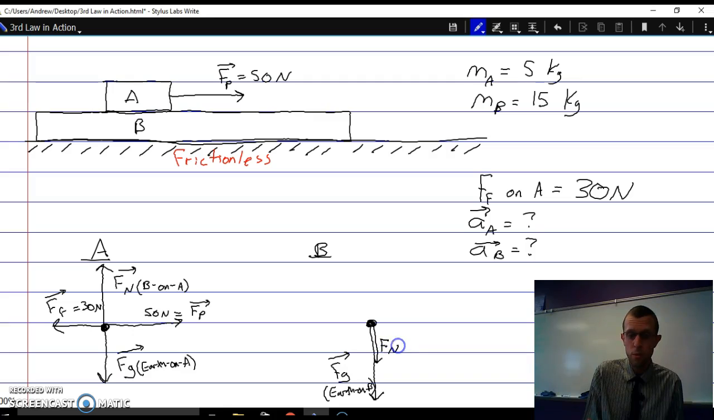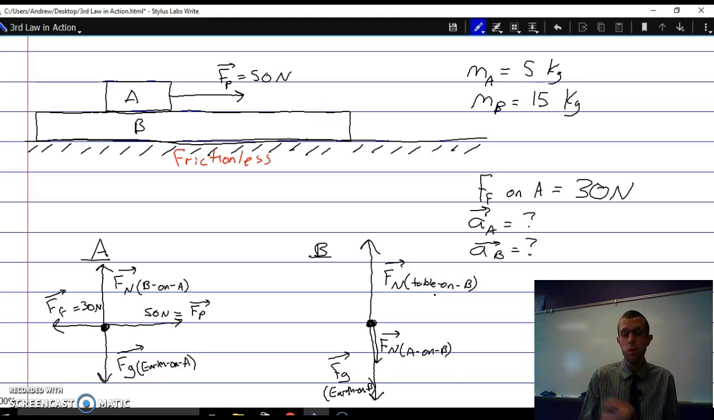So this is a normal force from block A on block B. That'd be the same size as this normal force was from block B on block A. Block B is also in contact with the table, and so that's going to be an upward force, another normal force. This one's going to be the table on B.